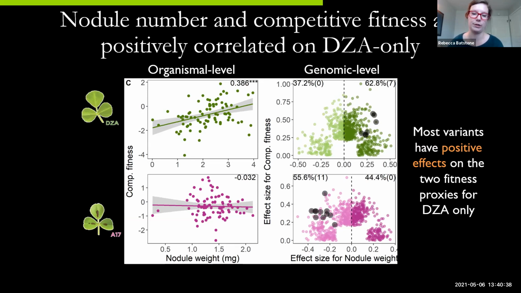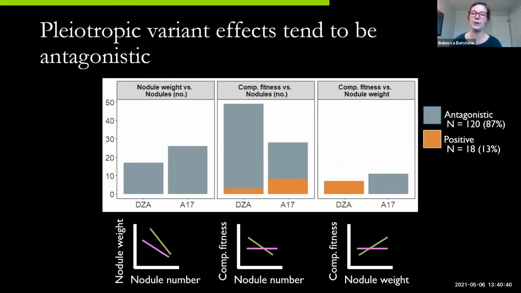Okay, so this is just a summary figure that is specifically counting the pleiotropic variants that had antagonistic effects in bluish gray versus those that had positive effects in orange. So from this, it should be really clear that for most of the fitness proxy combinations, we're seeing this antagonistic pleiotropy. It represented about 90% of all the variants that we looked at.